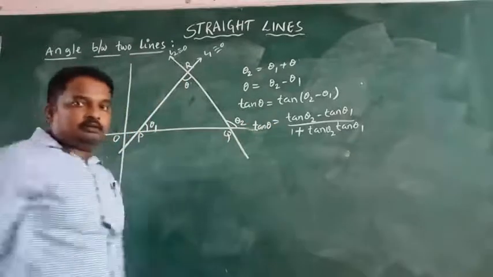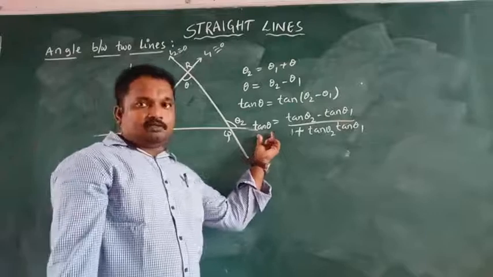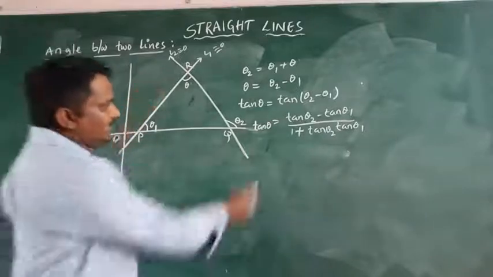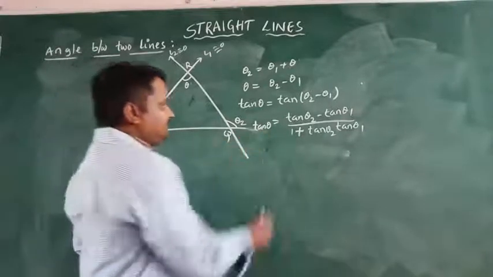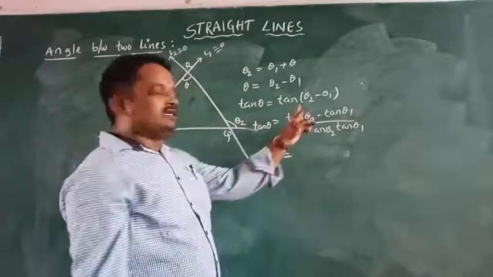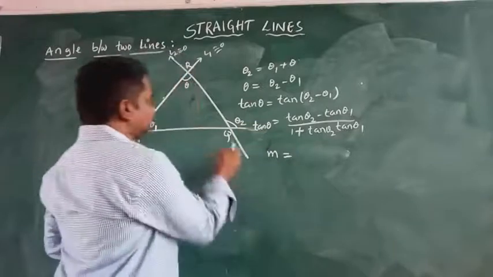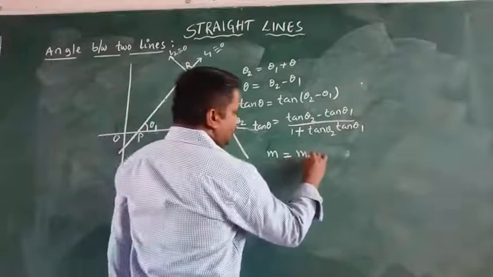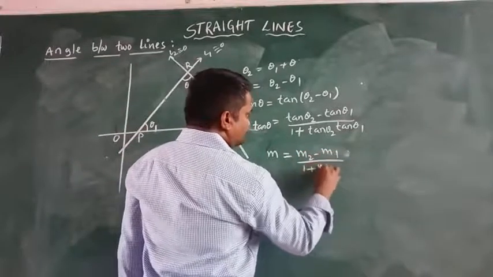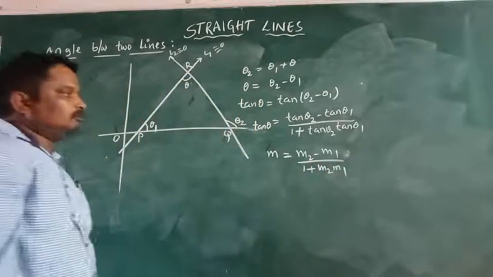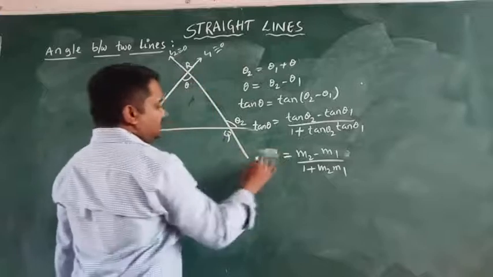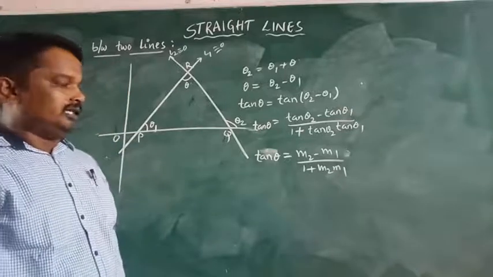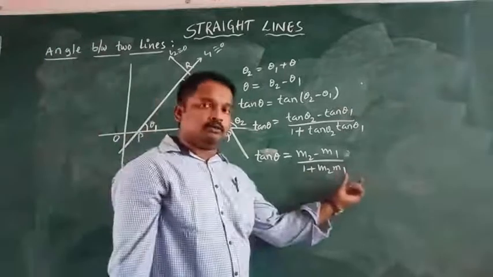So that is tan theta. Now I am representing the slopes: tan theta as m, tan theta 2 as m2, the inclination of the second line as its slope m2, and m1 for the first line. The angle between two lines is tan theta equals m2 minus m1 by 1 plus m2 into m1.